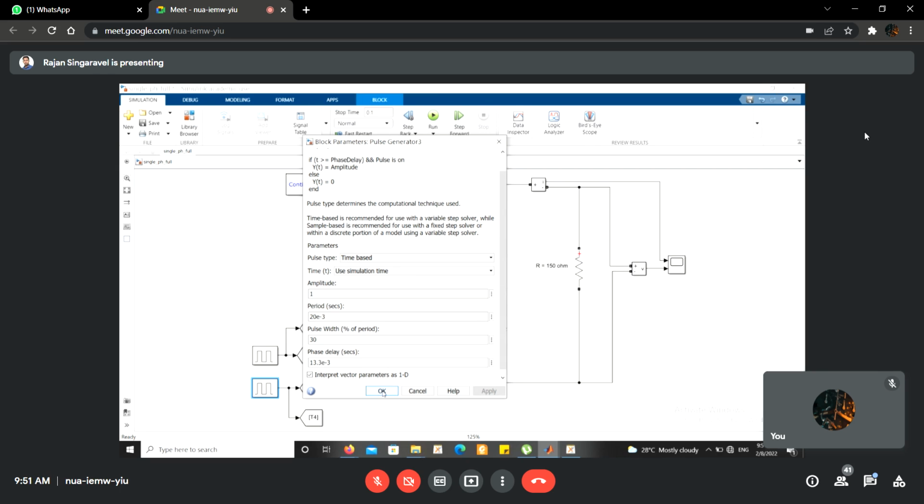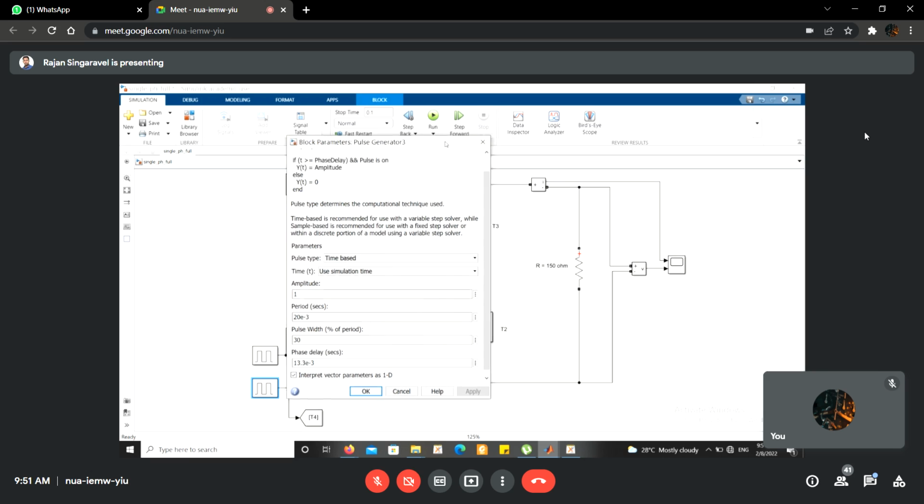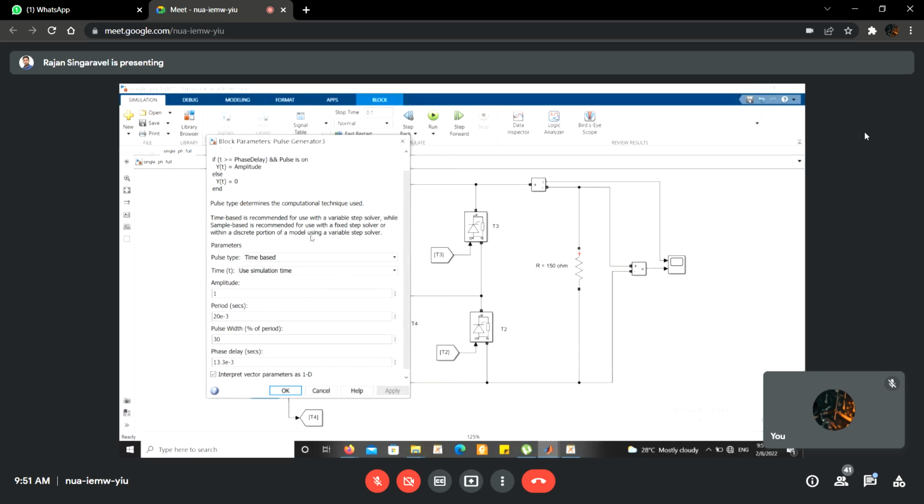We are directly giving the phase delay here. So if you are not measuring the second zero crossing, then obviously you have to take the first zero crossing as a reference. From the first zero crossing, the pulses for T3 and T4 should have 13.3 millisecond delay.